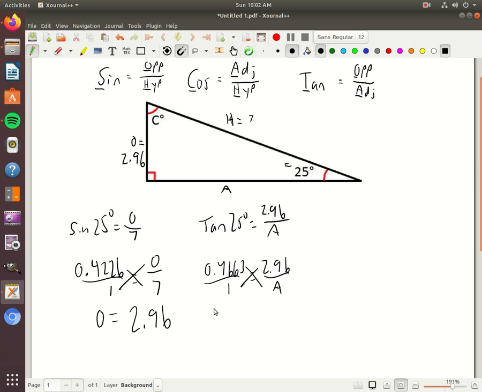So I'm going to cross multiply. I'm going to get 0.4663A equals 2.96. You can see it's a little bit different than what's going on over here. I just have an extra step to get that A by itself, a little bit of simple algebra. Hopefully we recall that. And we're going to divide 2.96 by 0.4663, and I'm going to get 6.35.